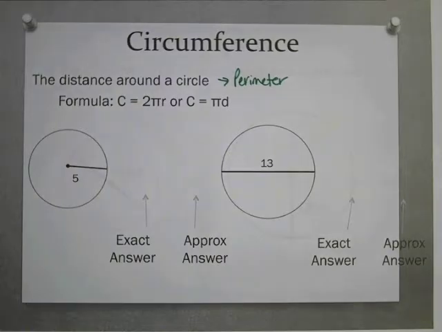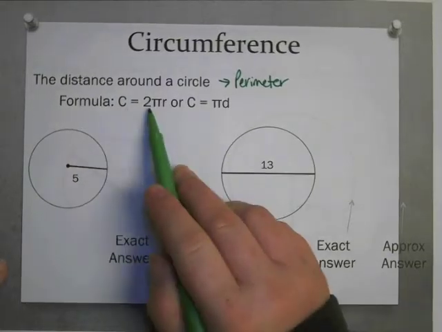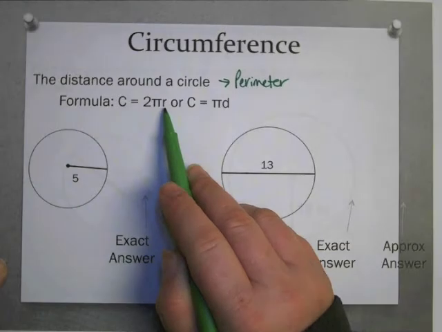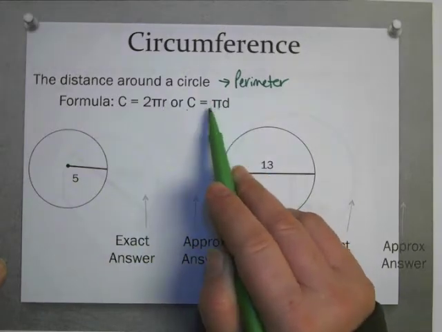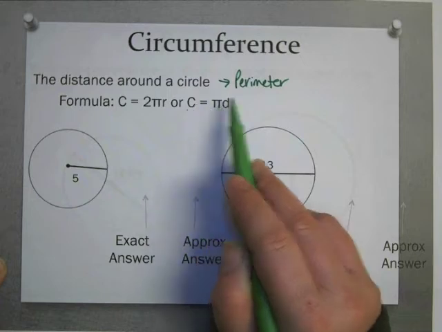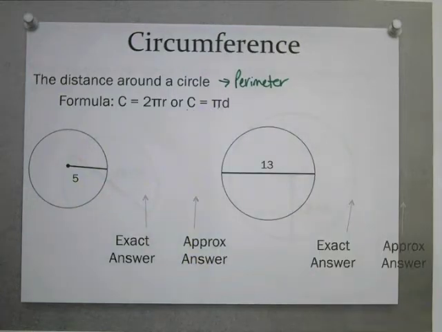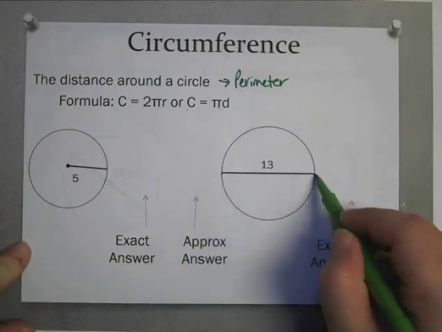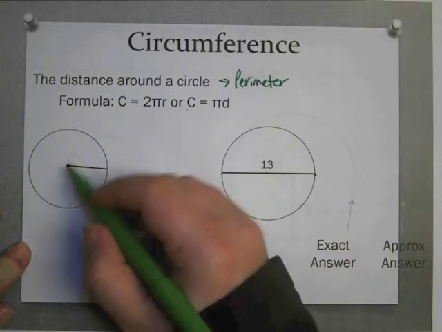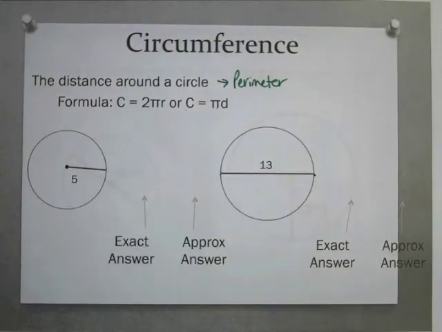We have two formulas for that. Circumference equals 2 times pi times r, which is the radius, or circumference equals pi times the diameter. The diameter, remember, is the distance all the way across. So right here is an example of the diameter. And the radius is halfway across. So that's why it's 2 times the radius, because that's really what d is. It's 2 times the radius.